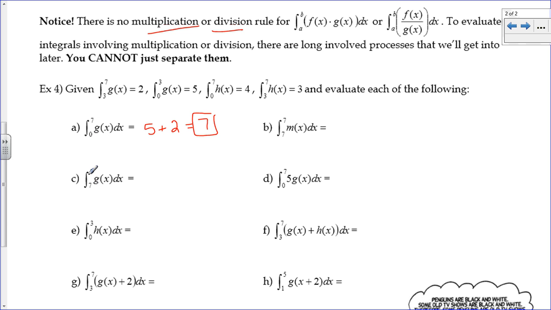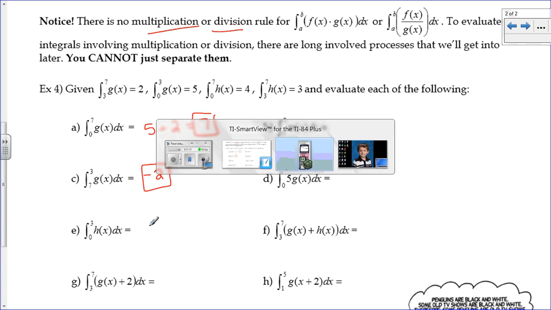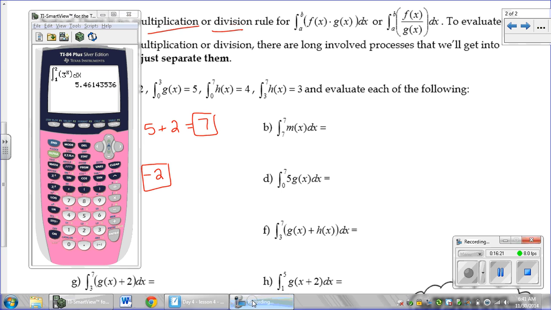Integral from 7 to 3 of g. Well, I have the integral from 3 to 7. Therefore, the integral from 7 to 3 is just the negation of this guy. Swap the bounds, negate the integral. All right, I want you to take a second and pause real quick, answer these, and then come back, and we will go over them together in 1 second.